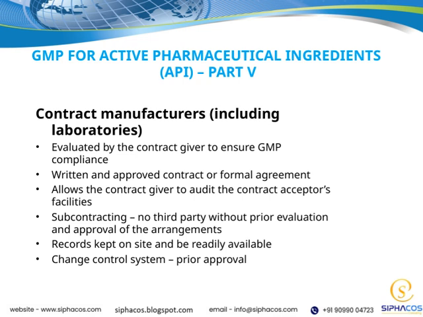All these points are key to maintaining quality and compliance when working with contract manufacturers, especially in the context of active pharmaceutical ingredients, or APIs. Ensuring strict oversight and clear agreements helps us uphold the integrity of our products throughout the manufacturing process.